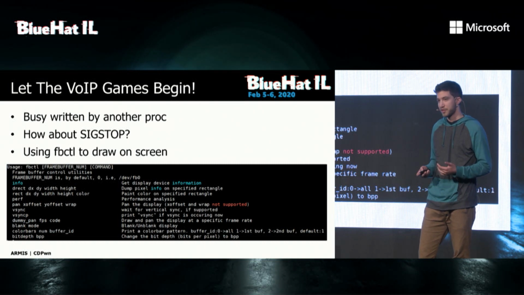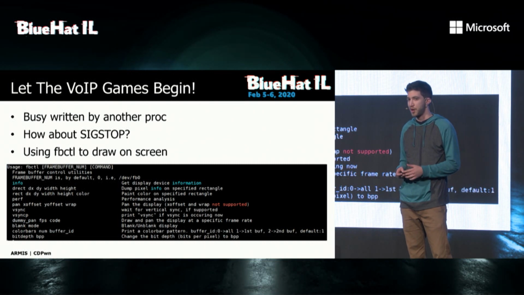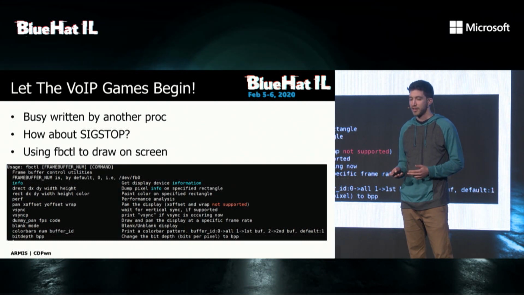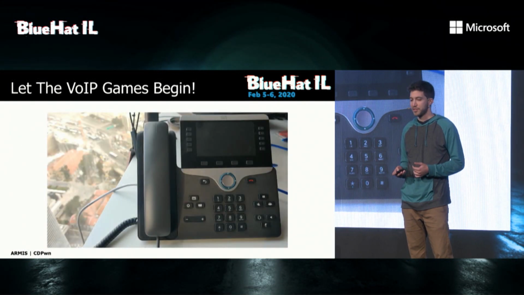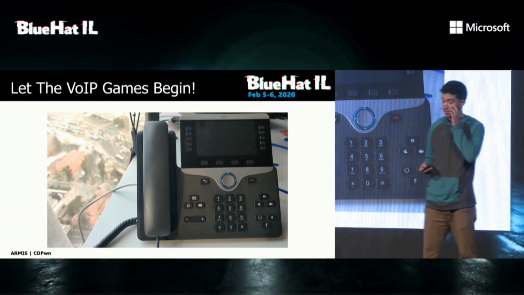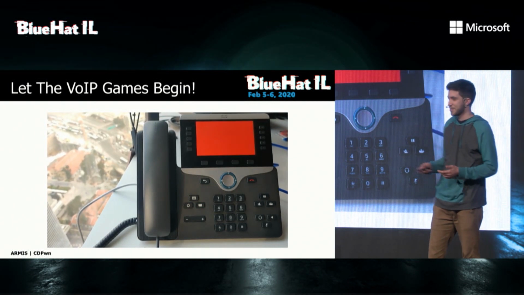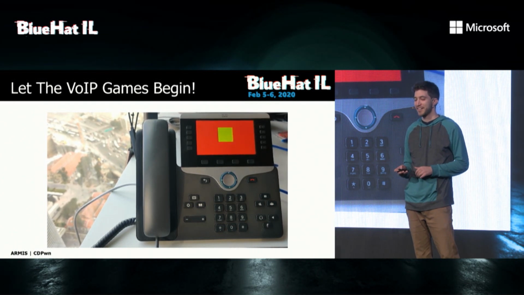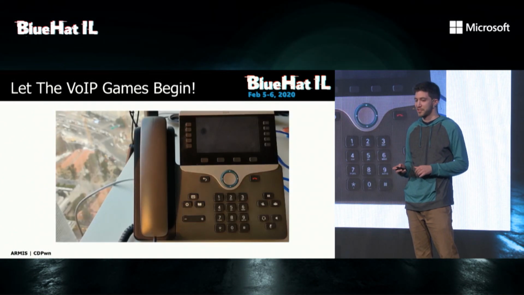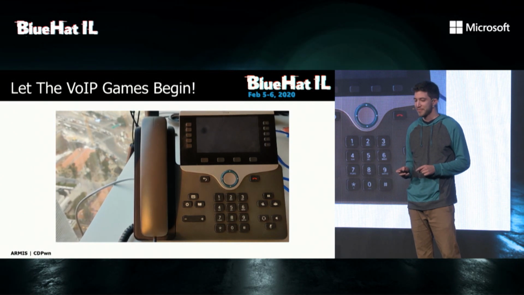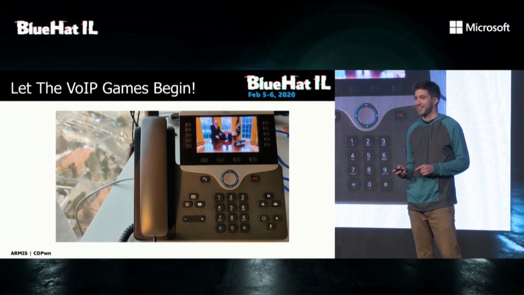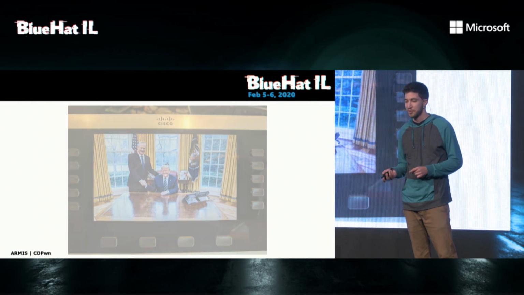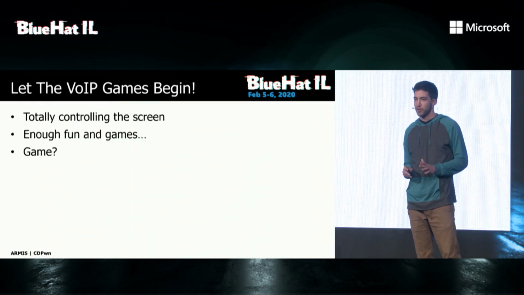And this is due to the screen being busy written by another process. So what we're going to do is send SIGSTOP to that process, just stop it, because we had root privileges code execution, and we're going to use that utility FBCTL to draw some shapes on the screen, and maybe add some other shapes. And if we try a little bit harder, we can put some more elaborate images, like this one, and we can have a closer look. So now we're totally owning the screen.